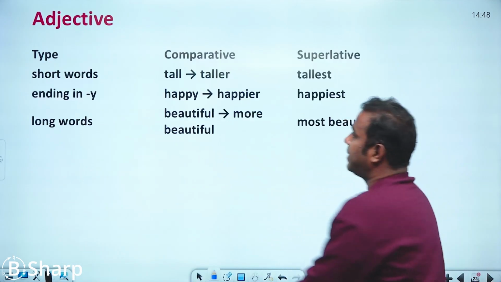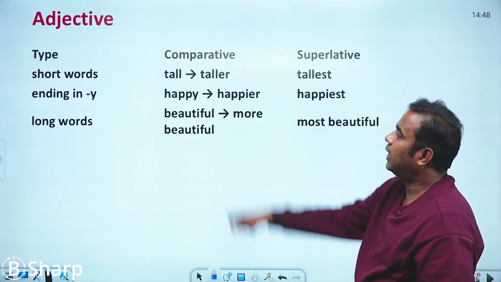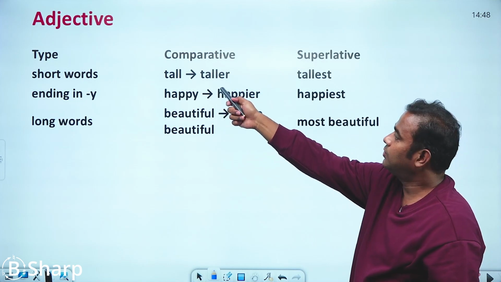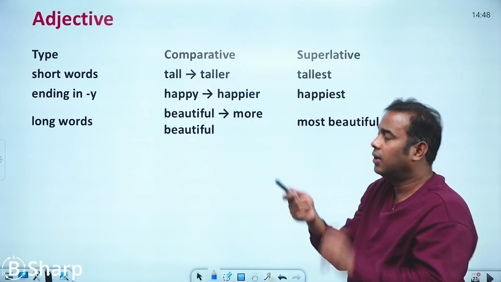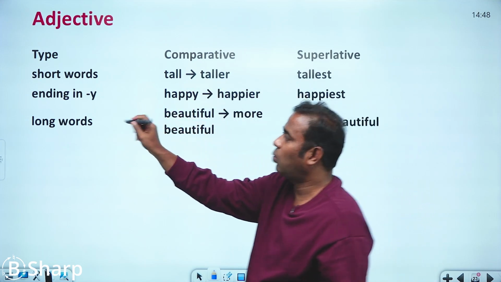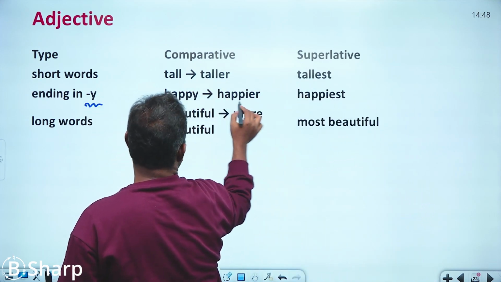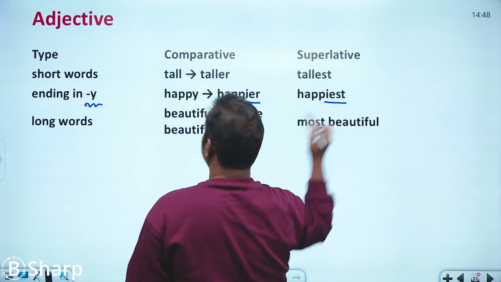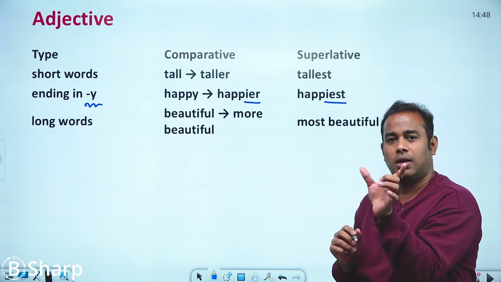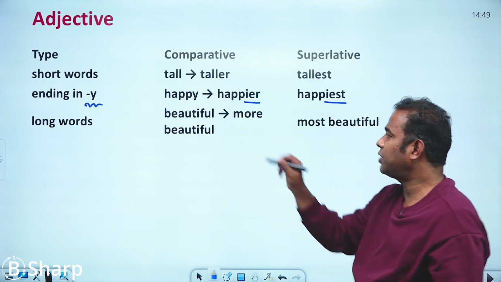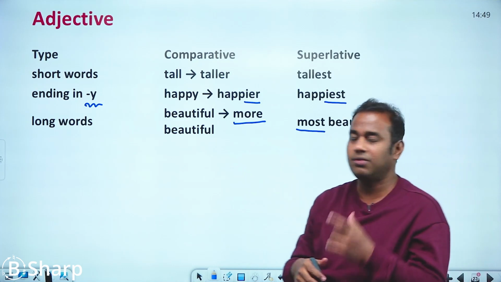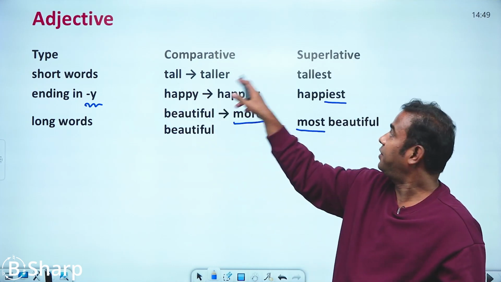Now in this degree of comparison itself, whichever adjective is a short word, like tall, it becomes taller. Okay, if it ends with y, then it becomes IER, IEST. You need to add IER and IEST. If the adjective is a very long word, then what you should do is add more beautiful and most beautiful. So this is generally what you use for comparative and superlative.